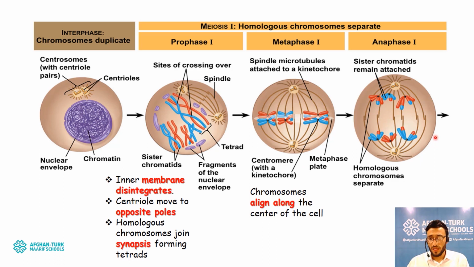In a further step of cell division, when we face anaphase, we can see that sister chromatids remain attached, but they are moving toward different poles of the cell. So homologous chromosomes separate from each other. As you see here, these are homologous chromosomes, but here the sister chromatids remain attached to each other, but the chromosomes will split. So let's talk about meiosis 2.